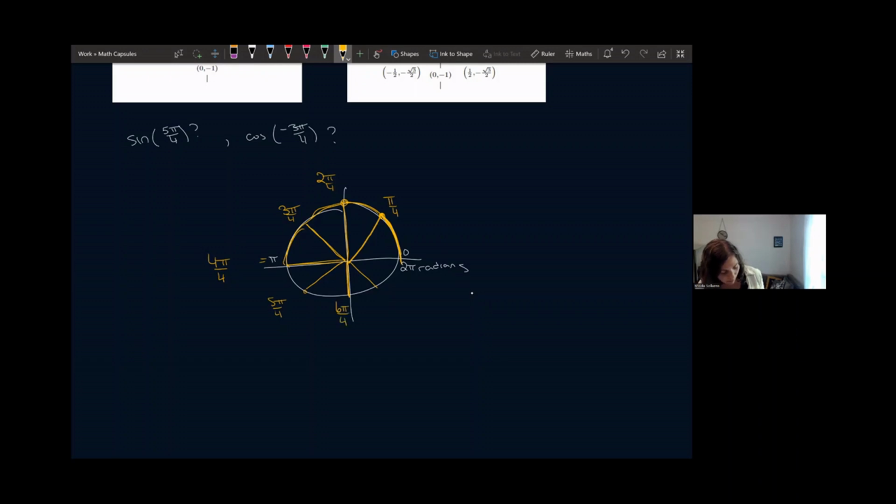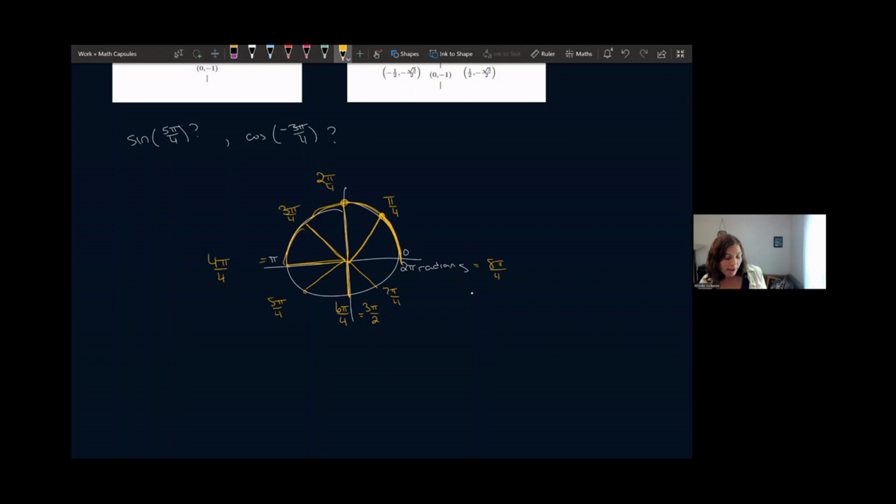So I get 5 pi over 4, then 6 pi over 4, which is the same thing as 3 pi over 2, then 7 pi over 4, and finally 8 pi over 4, which is the same thing as 2 pi. So that's how I would find my position on the unit circle.